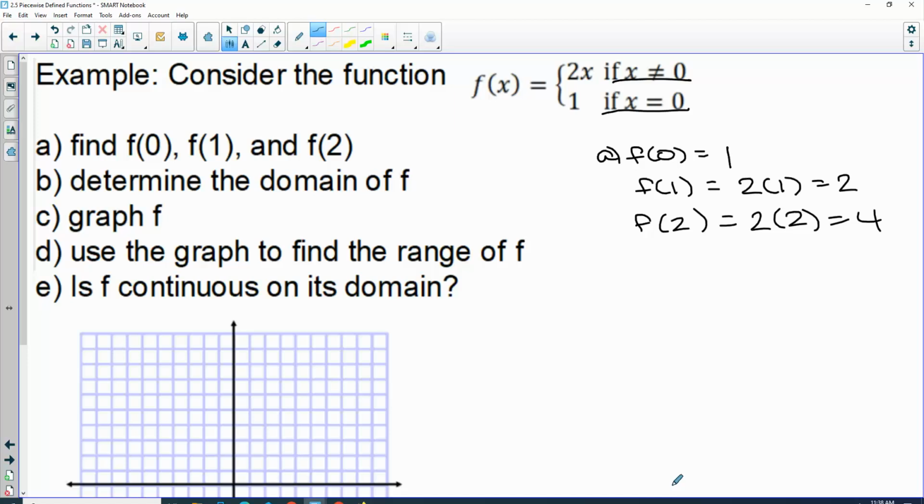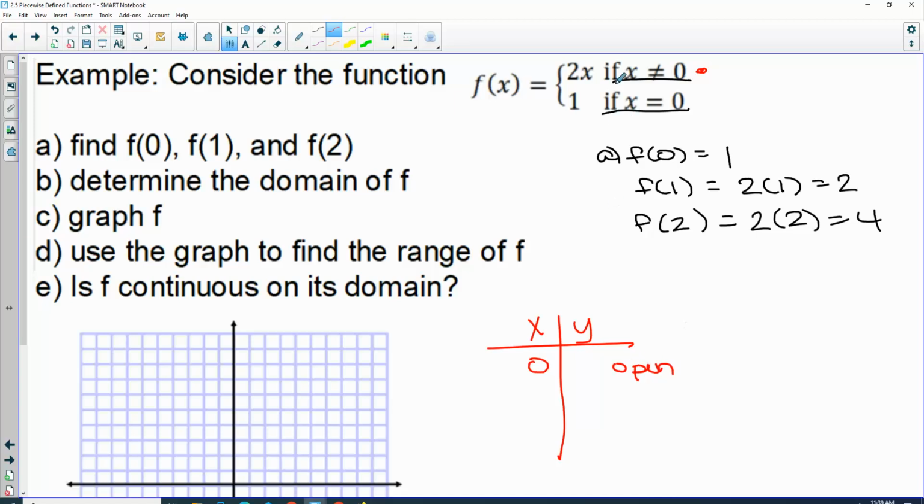Then, if I wanted to graph this, what was our strategy for graphing? What did we do? Made a table for each piece. And we always put in the endpoints. Now the first piece, it says x is not 0. The 0 is kind of like an endpoint. I have to plug it in, but since it's not equal to, how will I show that on my graph? Open circle.